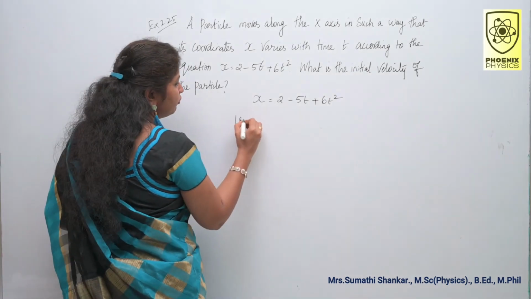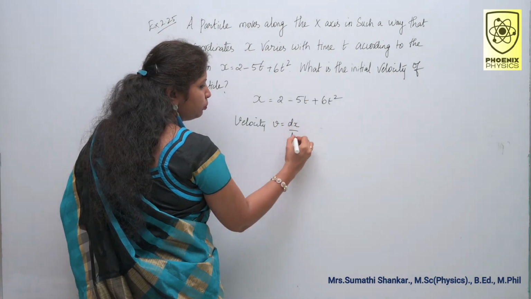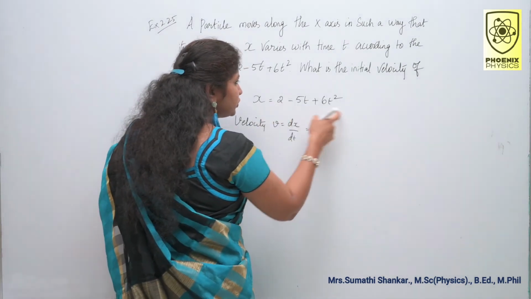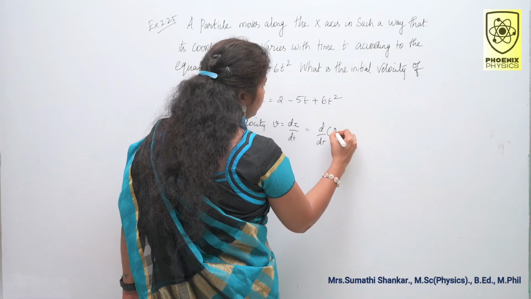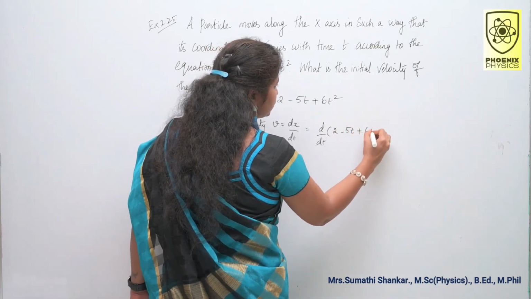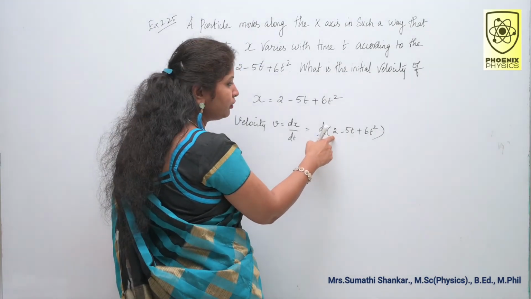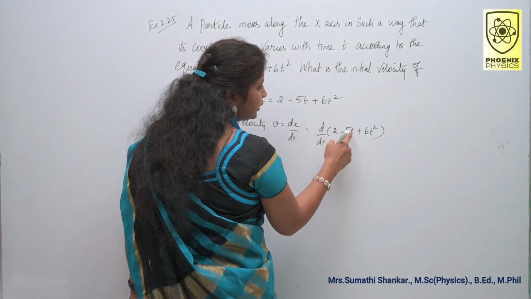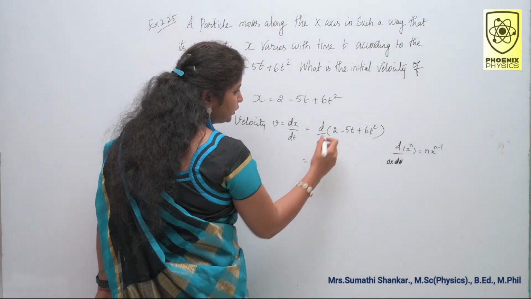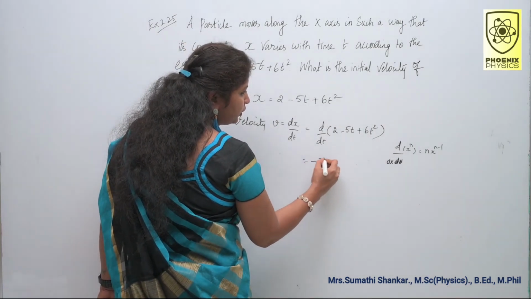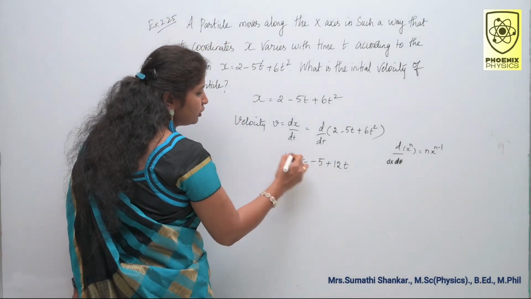So how do you find velocity? Velocity v is equal to dx by dt. I hope you know that. So differentiate this x with respect to time. That is d by dt of 2 minus 5t plus 6t square. 2 is a constant. If you differentiate any constant, you get the value 0. So leave this. Then for 5t, you know the formula. Apply this formula. You get the result as minus 5 plus 12t. So this is our v.